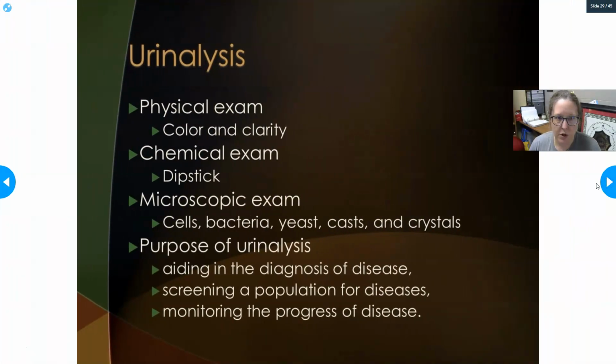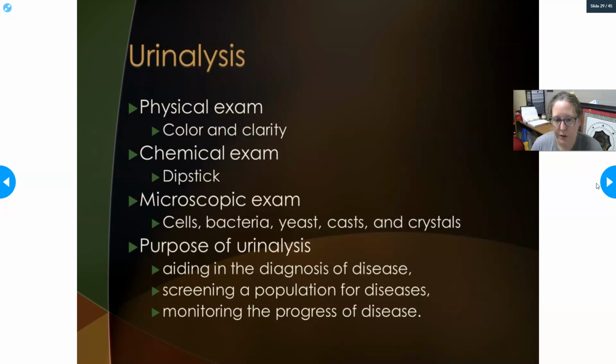So we're going to talk about the test. Urinalysis. Of course, this is not a thorough discussion of urinalysis, but there are several components to a UA. Physical exam, we'll look at color and clarity. Chemical exam, we'll do a dipstick analysis. And then a microscopic exam, we're looking for formed elements like cells, bacteria, yeast, casts, and crystals.